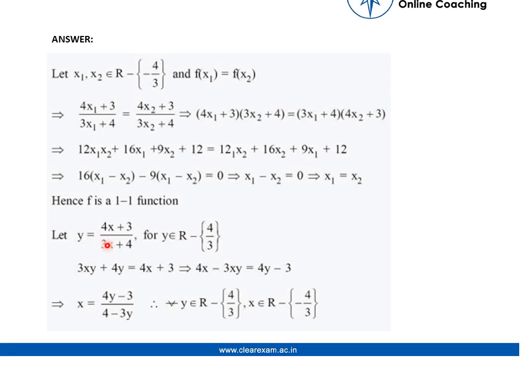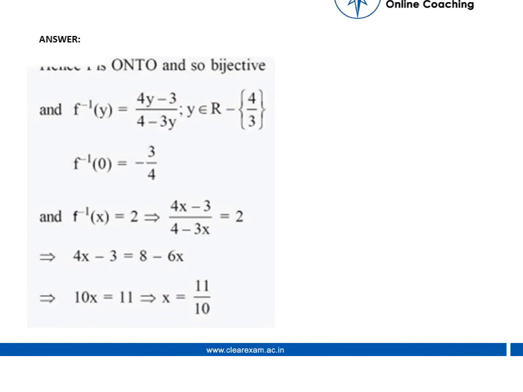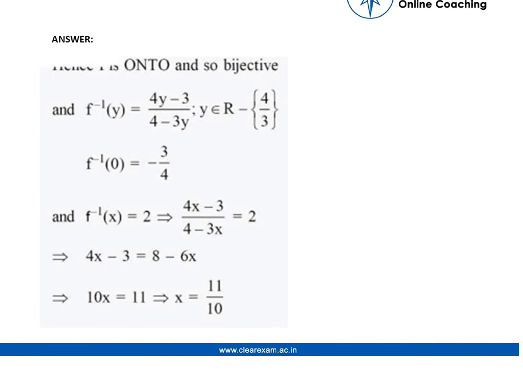So we have taken y equals (4x plus 3) upon (3x plus 4) for y belonging to R minus {4/3}. Just put the values over here and we'll get the value of x. We'll get a relationship, I should say. And as I said, when the function is bijective, it is onto, and here we can prove this. So we need to find the value of x also.